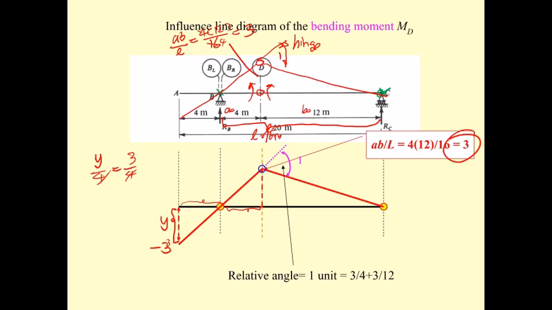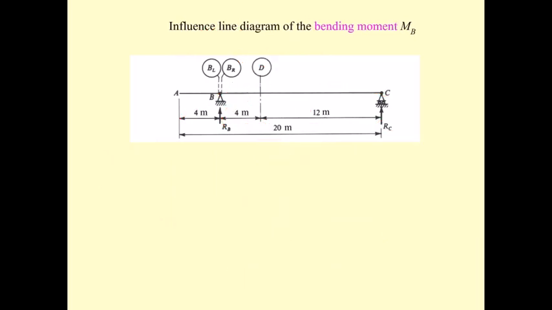You can do it easily. And the last one is the moment at B. What happens is C is going to be the same thing, and A is going to be the same thing. But you have to put the hinge into that position, into here. This is going to be point B, point C.